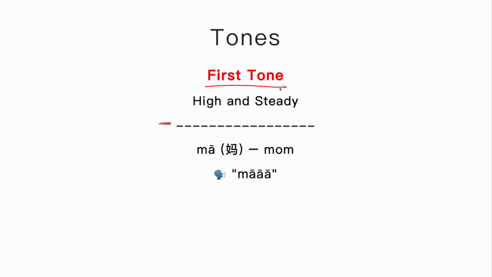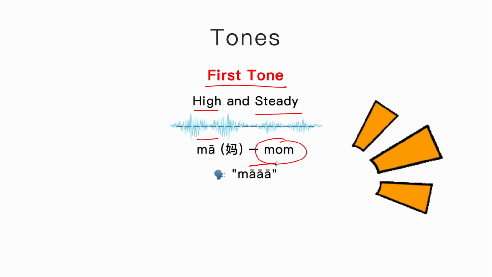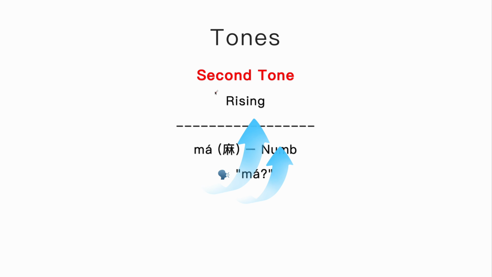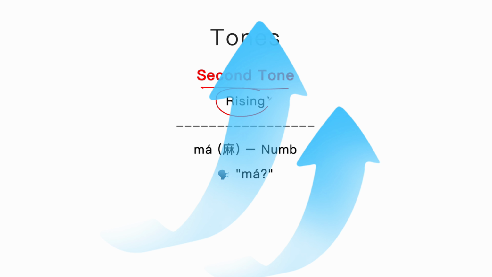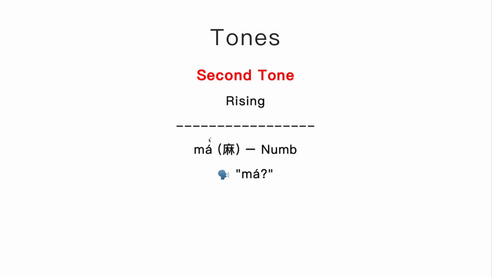First tone, high and steady. Ma. It means mom. It sounds like you are singing a flat note. Ma. Second tone, rising, like you are asking a question. Ma means numb. Ma, like you are surprised.